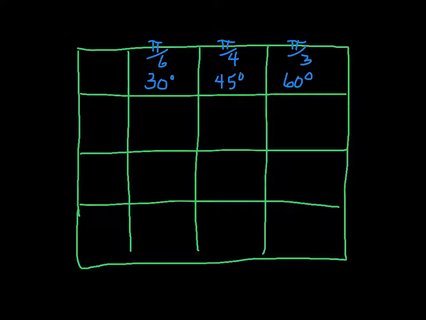Now, going down this left-hand column, obviously your chart is already filled out, but we go in SOHCAHTOA order. Remember, SOHCAHTOA. So we do sine, right? That's our SO. Then we do CA, which is cosine. Then we do TOA, which is tangent. So down this left-hand side here, we do SOHCAHTOA, and across the top, we do numerical order from least to greatest.